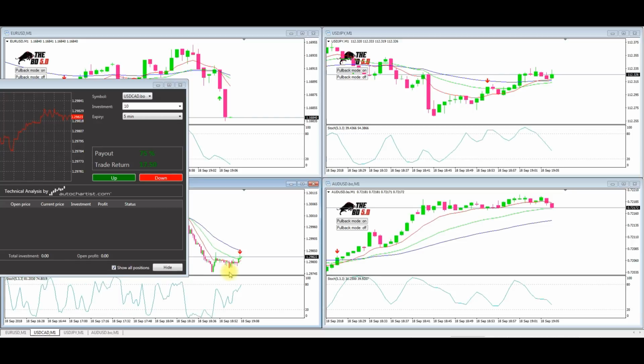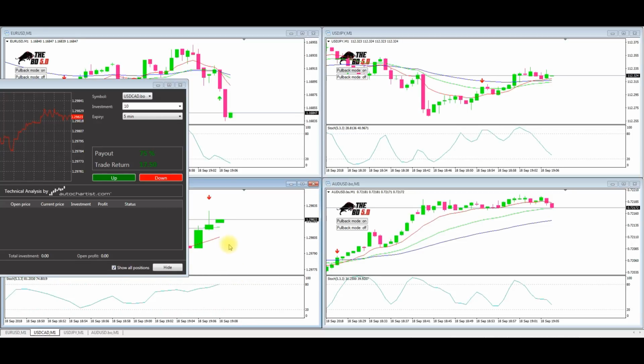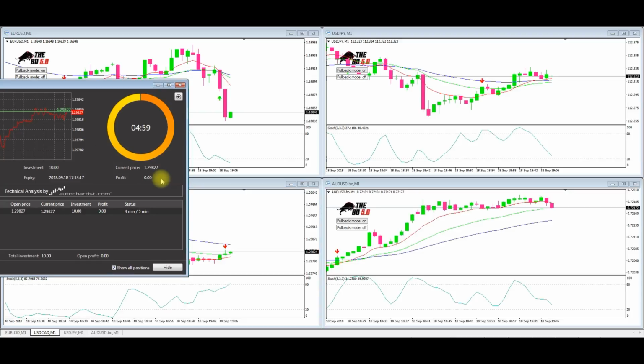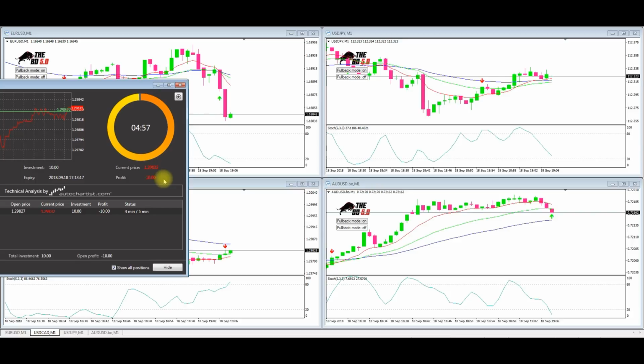Okay, we just crossed over now. I think the price, I'm going to take it down. Investment, 5 minute, down. All right, I'm in. And I've got a signal as well on AUD USD. So I might take a trade here. Let me just write my balance down. So we're currently up £22.50 from a £200 account.